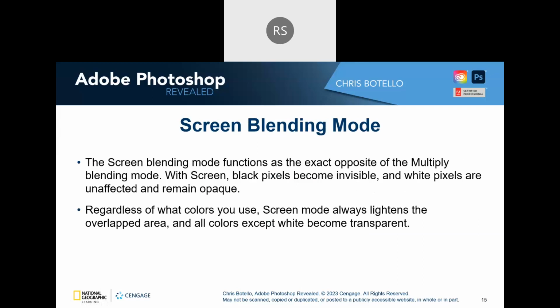The screen blending mode functions as the exact opposite of the multiply blending mode. In the screen blending mode, the black pixels become invisible and the white pixels are unaffected and remain opaque. So regardless of what colors are used, the screen mode always lightens the overlapped area and all colors except white become transparent.